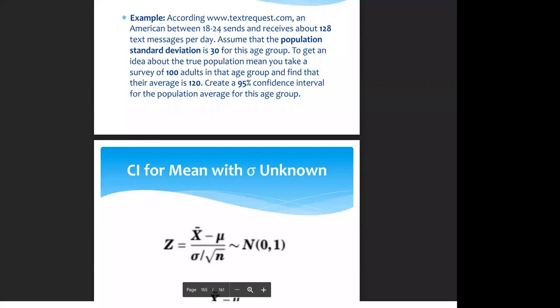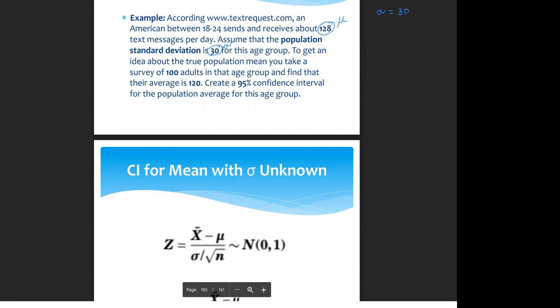So according to www.textrequest.com, an American between 18 and 24 sends and receives about 128 text messages per day. So that's your mu. Assume the population standard deviation is 30. So that's your sigma. So sigma is equal to 30.